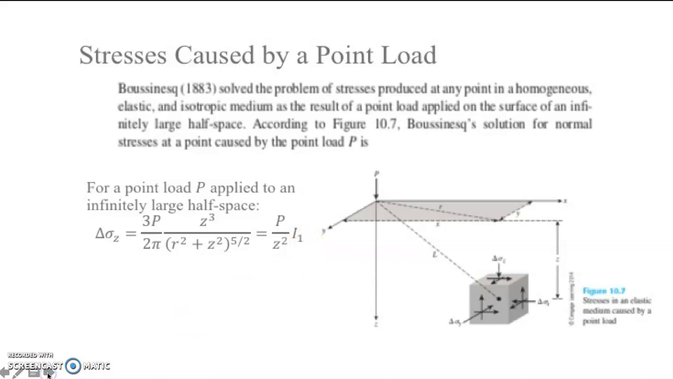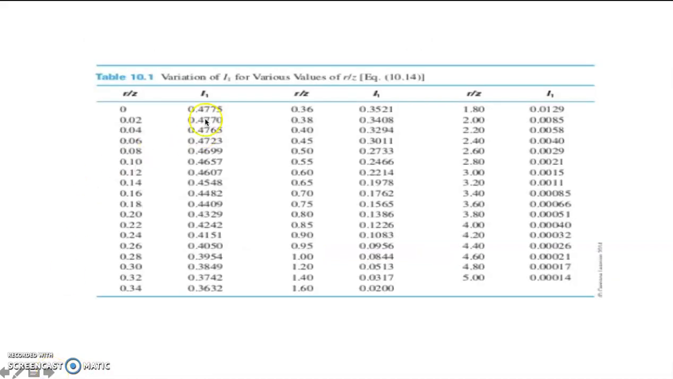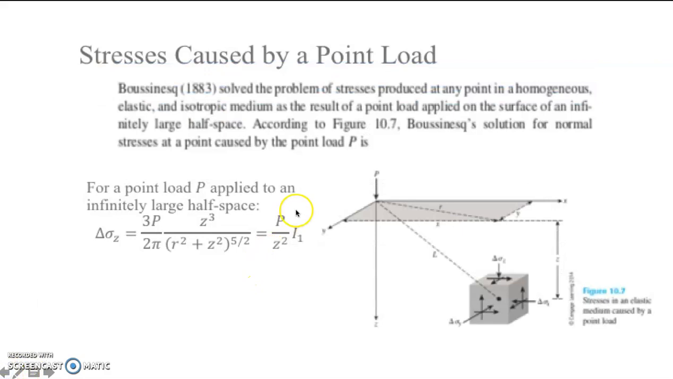For I sub 1, you can get those values based on Table 10.1. You just have to get the ratio R over Z. Whatever the value of R over Z is, you can immediately get the value for I sub 1. And once you have I sub 1, P, and Z, you can now compute the stress caused by a point load.